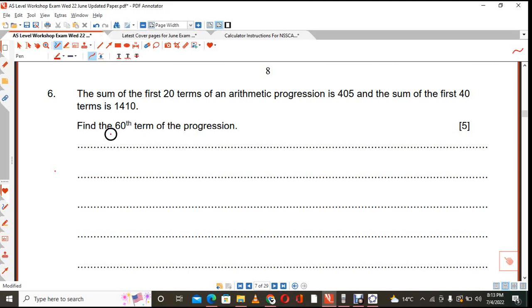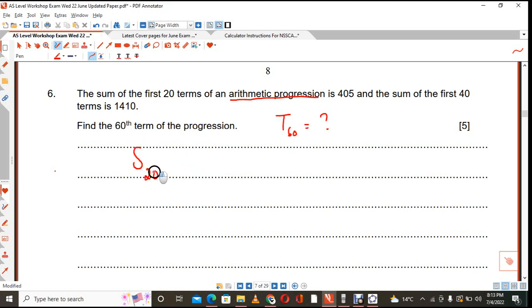So question 6 says the sum of the first 20 terms of an arithmetic progression, it's very important that you understand it's an AP, is 405, and the sum of the first 40 terms is 1410. Find the 60th term of the progression. So we are asked to find what is the 60th term. So what do we know?